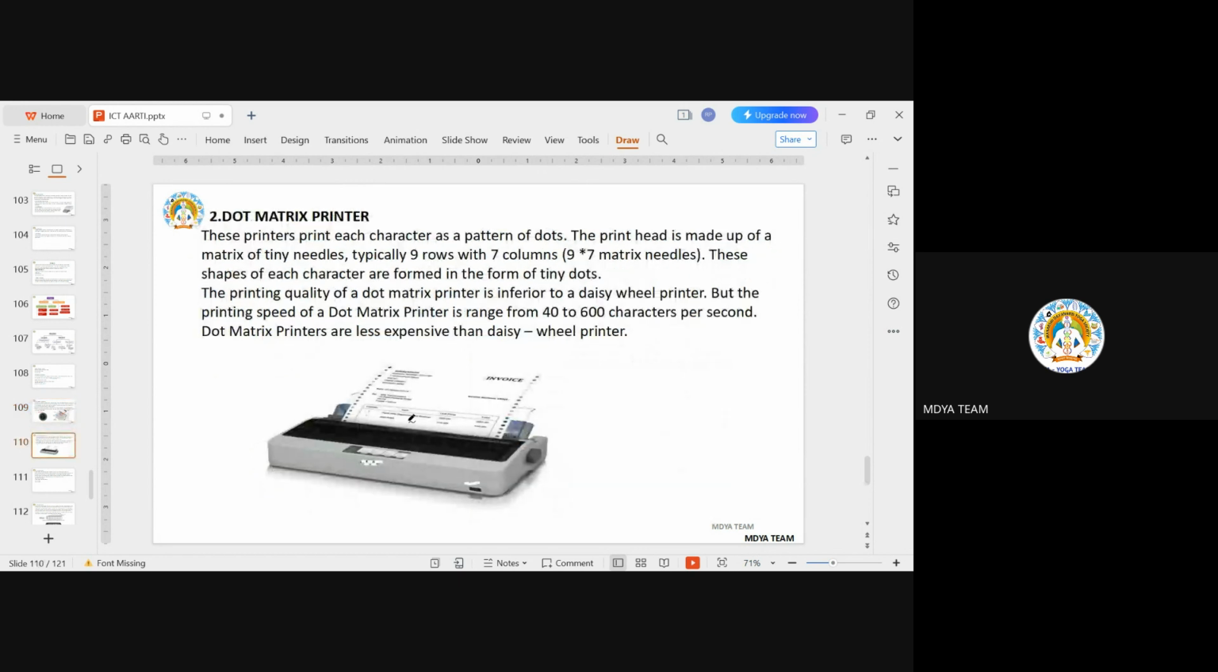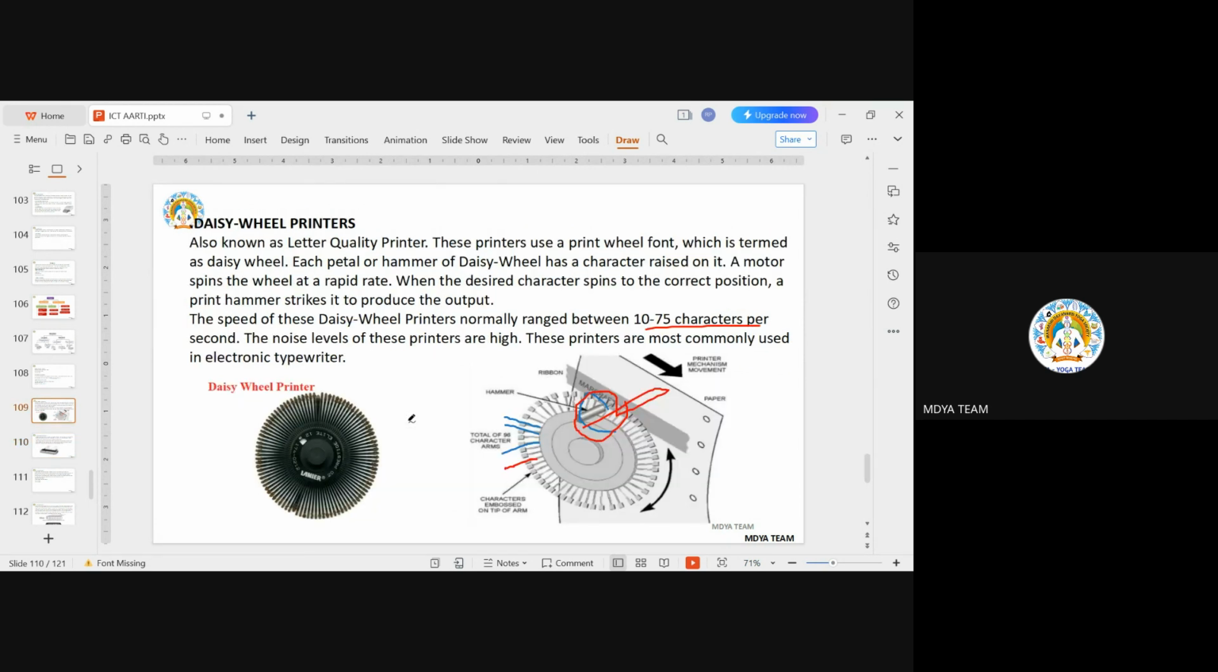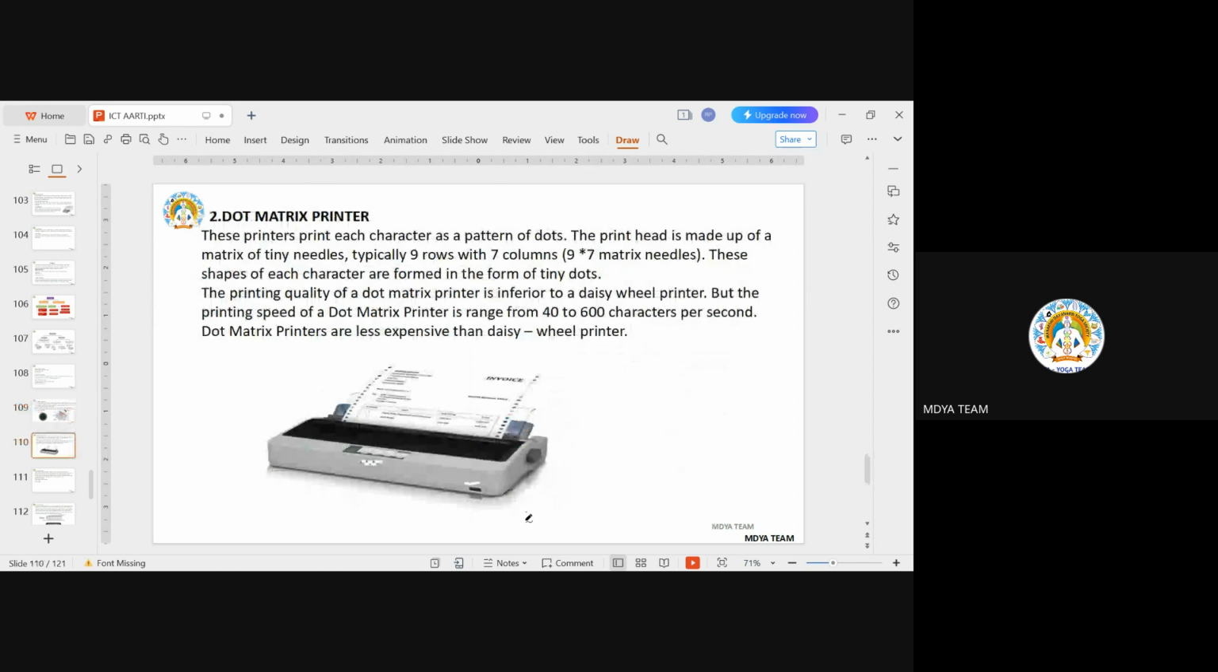So next is the dot matrix printer. In these printers, each character has a pattern of dots. The printer head is made up of a matrix of tiny needles. There are petals in the daisy wheel, please note down the word petals. And in this, pins, tiny needles. In dot matrix, tiny needles, typically 9 rows.